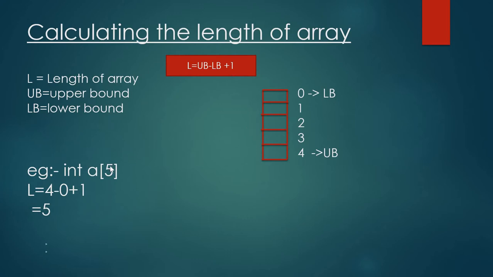See, we can consider one example. Integer A of 5. The array name is A. Then here A of 5, these are the subscripts starting from 0 to 4. So, the lower bound is 0 and the upper bound is 4. So, how can you find out the length of this array? L is equal to upper bound minus lower bound plus 1. The upper bound is 4, the lower bound is 0, plus 1. That is 4 minus 0 plus 1, which is equal to 5. So, the length of this array is 5.